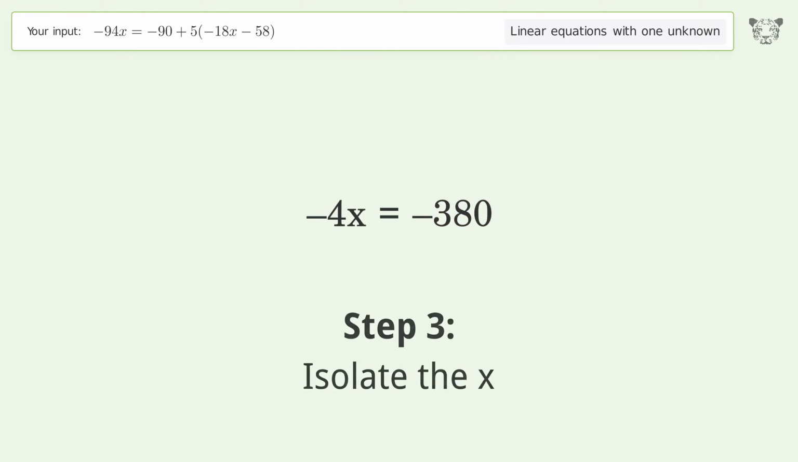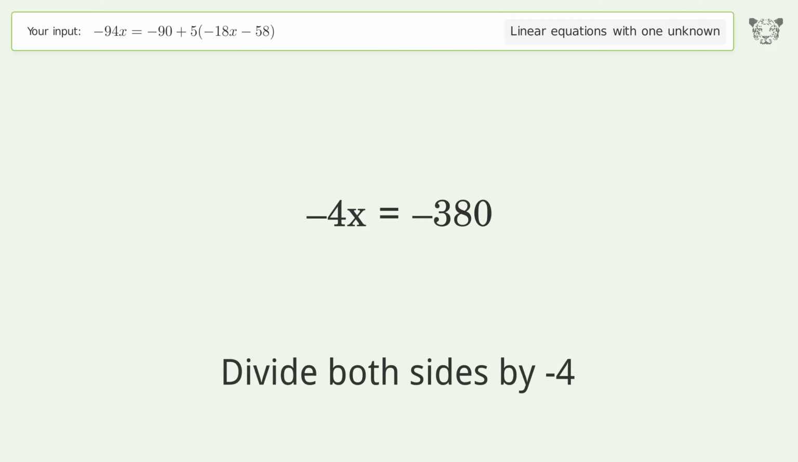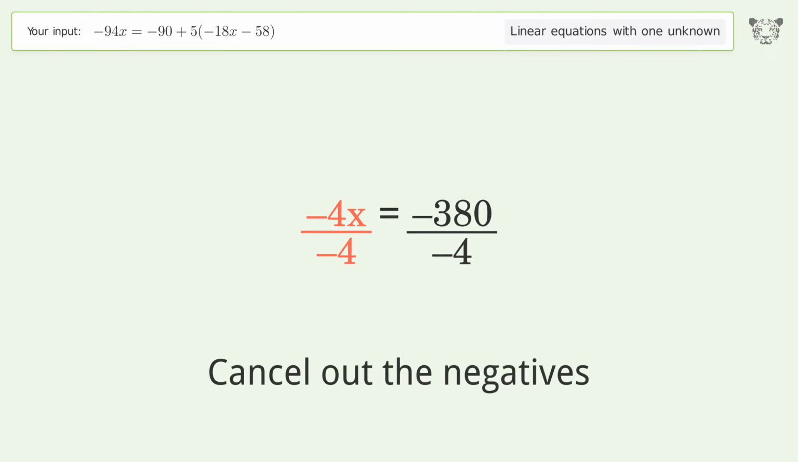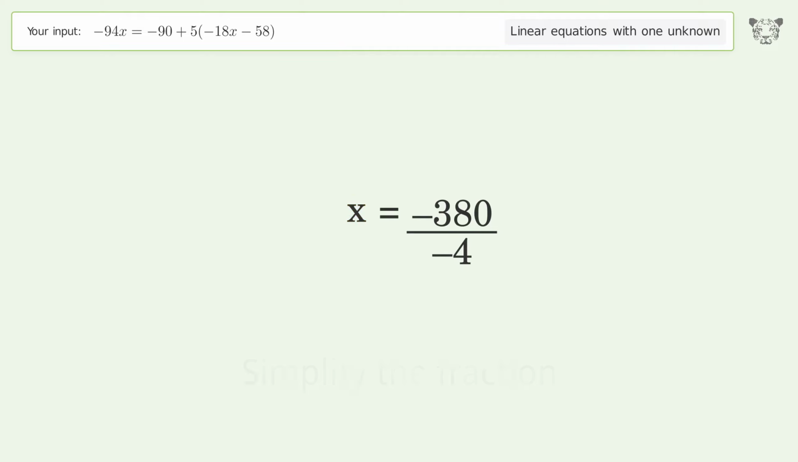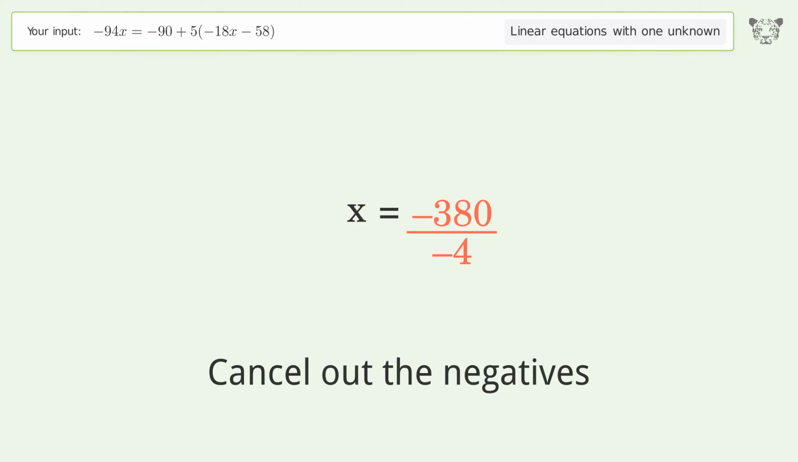Isolate the x. Divide both sides by -4. Cancel out the negatives. Simplify the fraction. Cancel out the negatives.